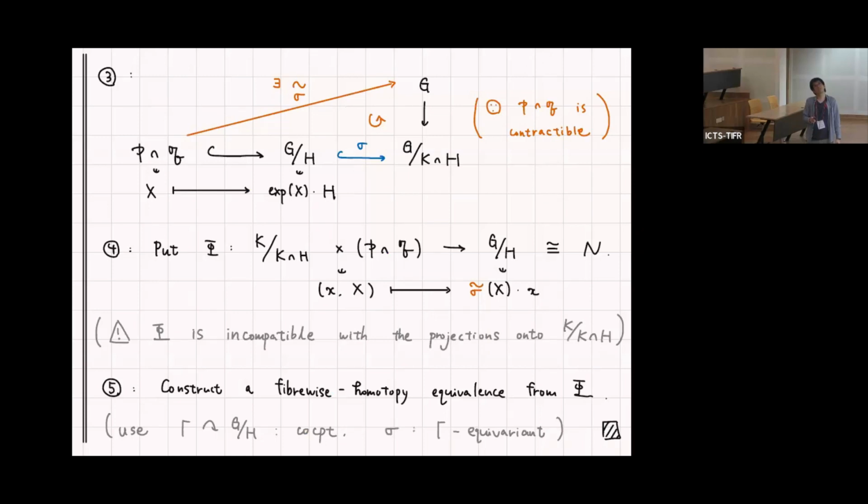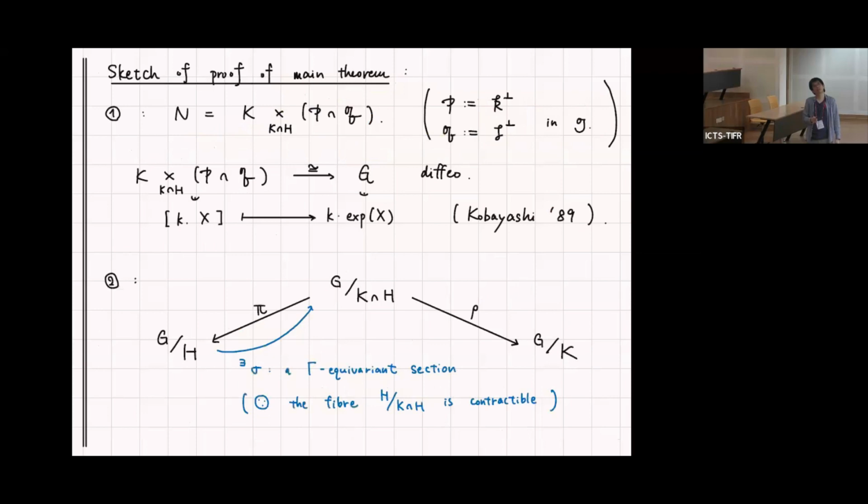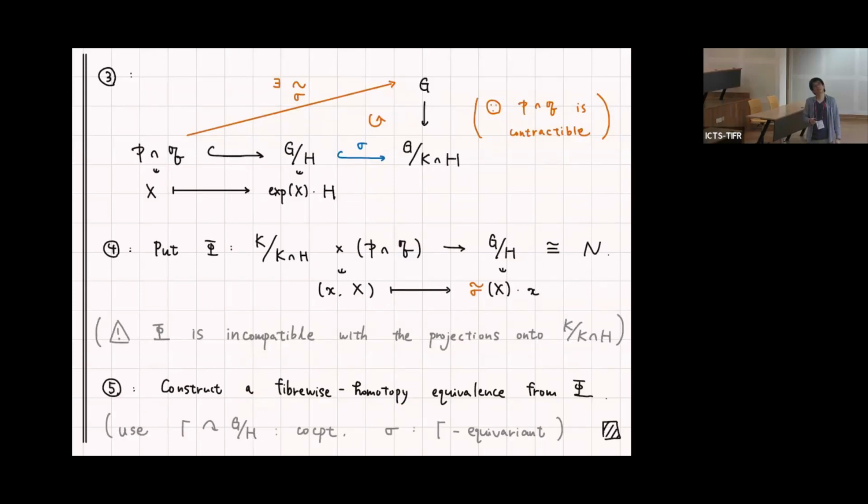Then you consider the lift over the subspace of G mod H. Inside G mod H, you have P intersection Q. From this point of view, G mod H is identified with N, and P intersection Q is the fiber at one point. On this part, you can get the lift of sigma, because this time the base space, P intersection Q, is contractible, so you get a further lift. Then we define this large Phi to be the map from the trivial bundle over K mod K intersection H to G mod H, which can be identified with N.